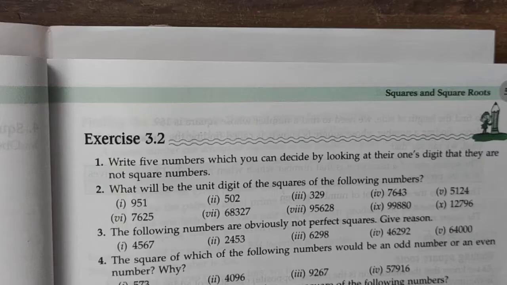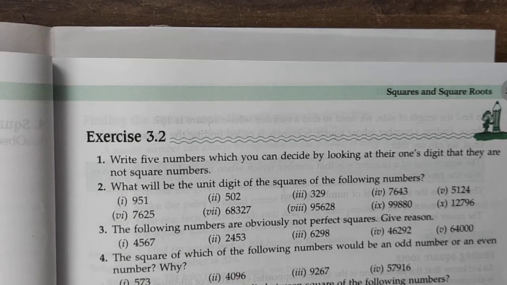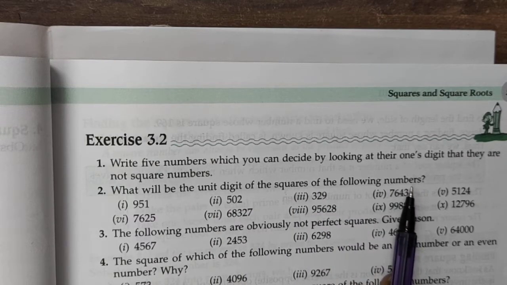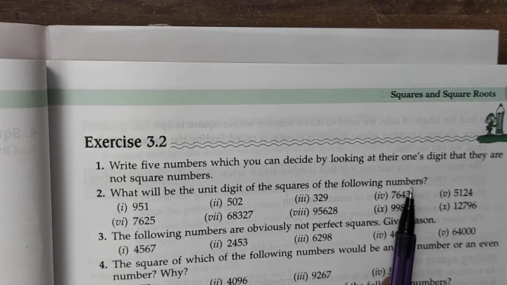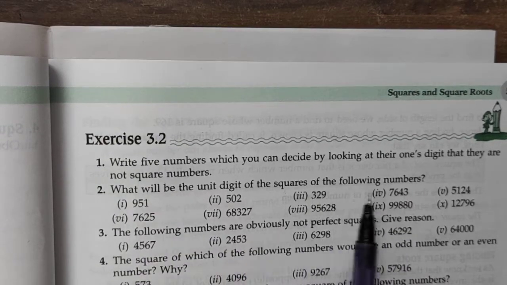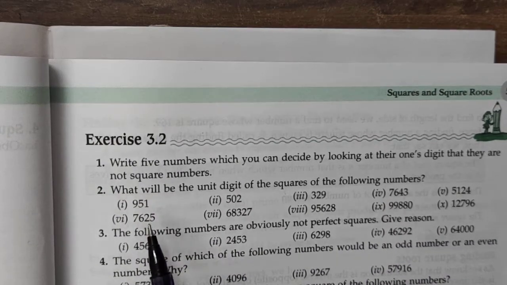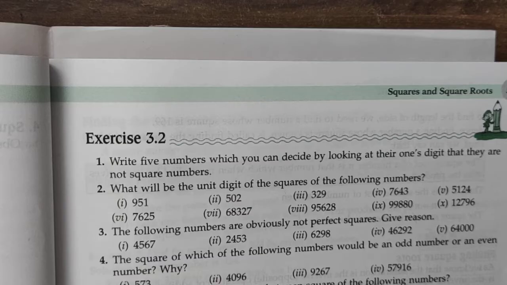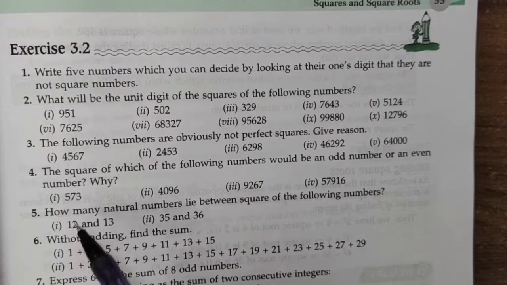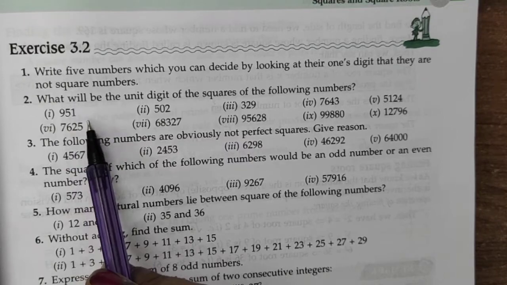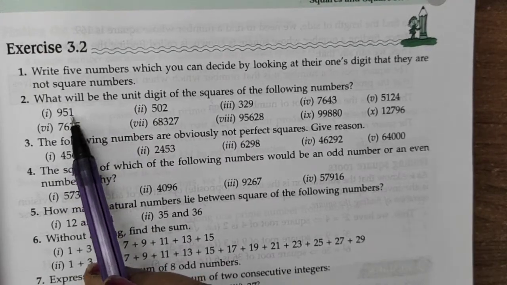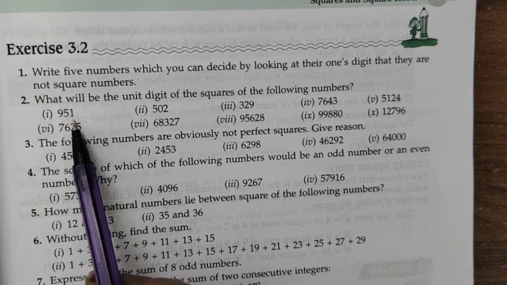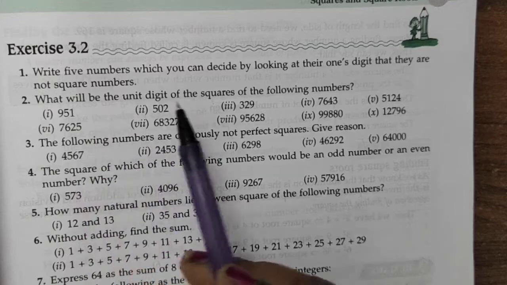Now come to the next question. What will be the unit digit of the squares of the following numbers? Again we have learned the properties, that by seeing the units digit only you can understand what will be the unit digit of the squares. Suppose let us take the first part, 951. So what will be the units digit here? Here it will be 1 only, because we know that if the number has 1 in the units digit, its square will also end in 1.